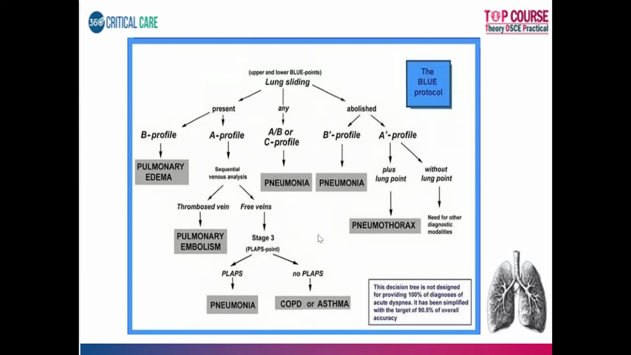The things that you have to look for are the B profile, A B or C profile, B dash profile, and A dash profile. With an A dash profile, you need to think about pneumothorax. That is one thing that we need to remember.